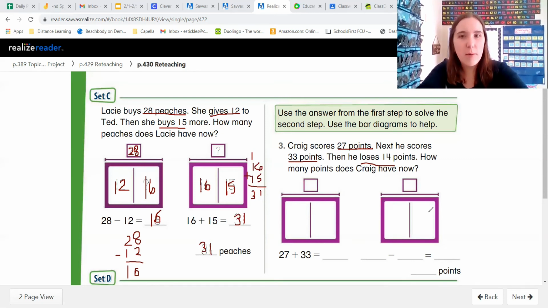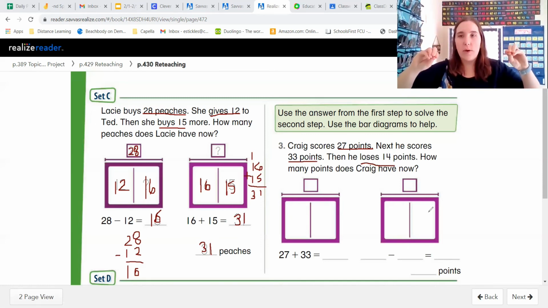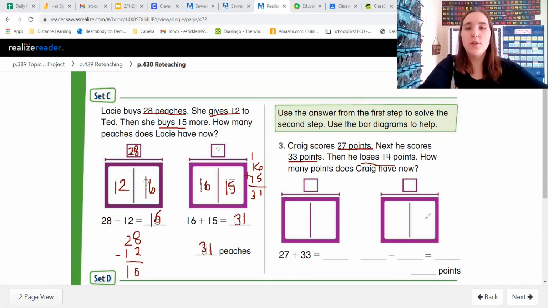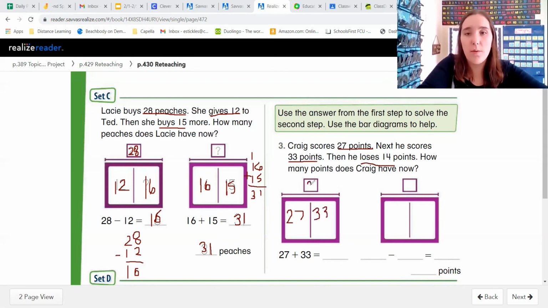Okay, the first step in our problem is that he scores 27 points, then he scores 33 more. We need to find out how many in all he has at that point in the game. So just like my equation down here says, I'm going to take 27 points plus 33 to find my total. In a bar diagram, that would look like this. 27 plus 33 more would equal our unknown number, the number that we need to solve for, which is his total number of points at that point in the game. So 27 plus 33, I'm going to solve that right over here.